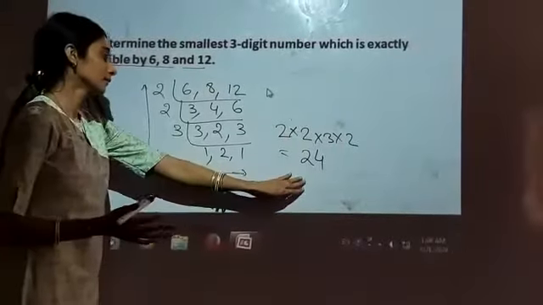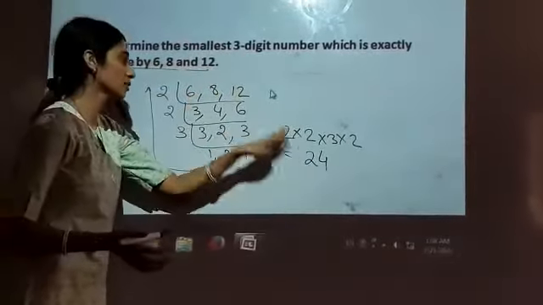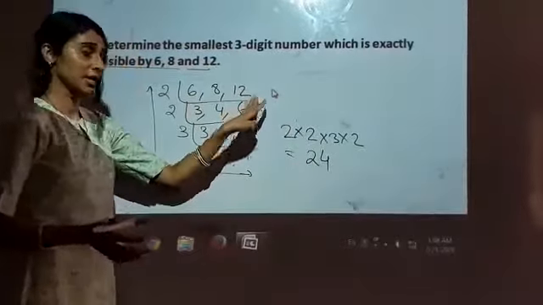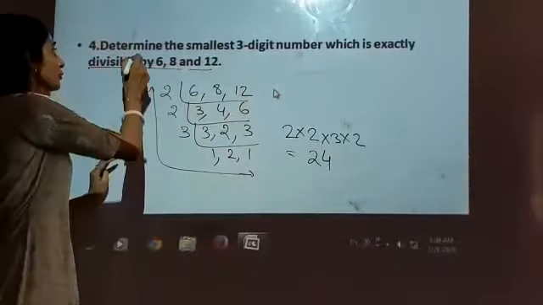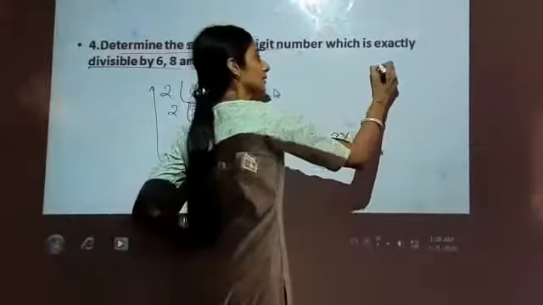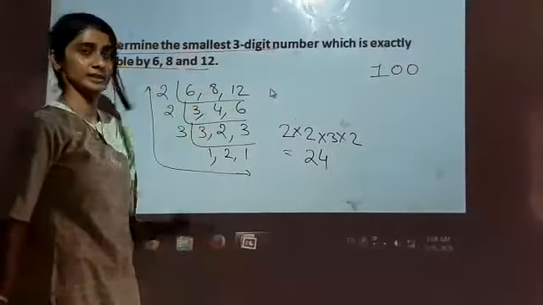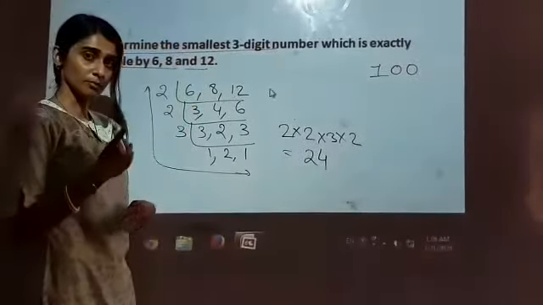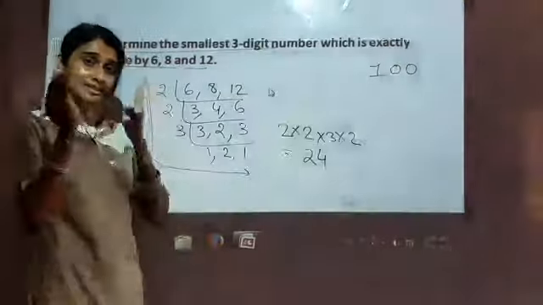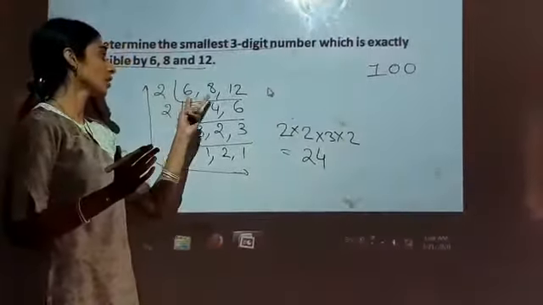This number is divisible by all of these. 24 is divisible by 6, 24 is divisible by 8, 24 is divisible by 12. But this is not the required number, because you have to determine the smallest 3-digit number. Now what is the smallest 3-digit number? That is 100. But 100 is not divisible by these 3, so something more than 100 should be divisible. What is that smallest 3-digit number that is divisible by all 3 numbers?